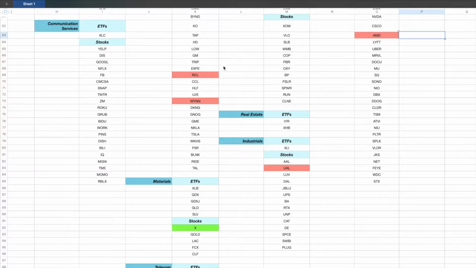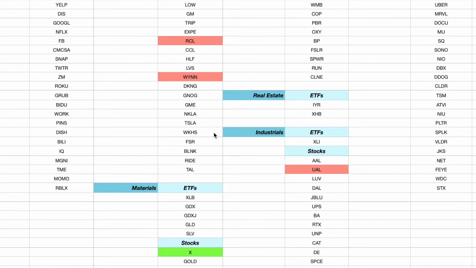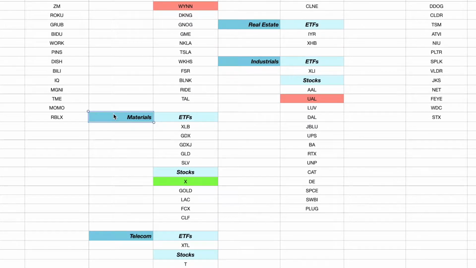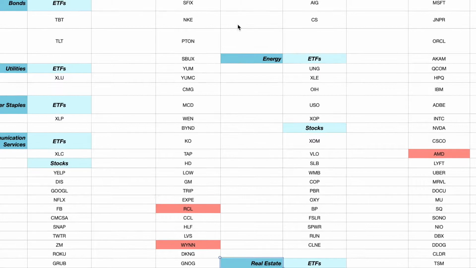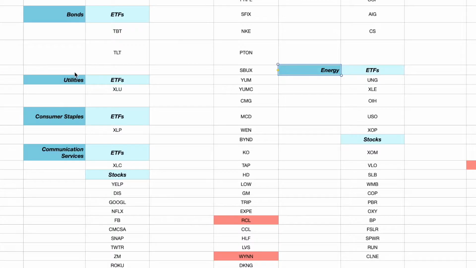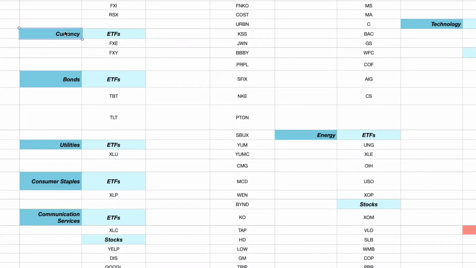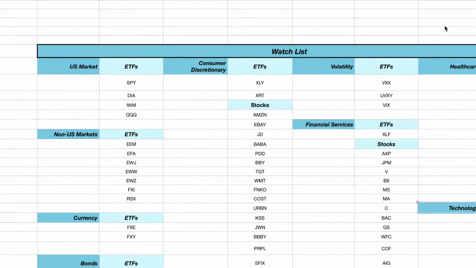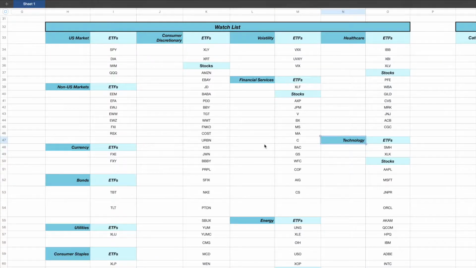And also that every ticker symbol in my list here is organized by the sector that the company or the ETF resides in. So for example, we have my materials sector and all the ETFs and stocks that I trade within that sector. Same thing for industrials and real estate, although there is not that much to trade in the real estate space. And if I scroll up here, I've got the energy sector, utilities, bonds, currency, technology, of course, and so on and so forth. So this is the kind of thing I'm going to show you how to put together in this video.